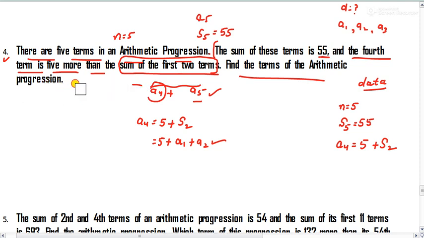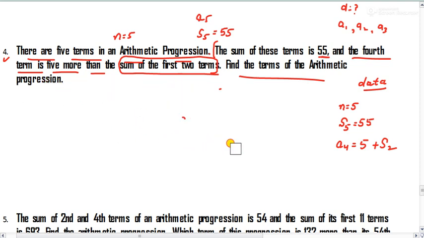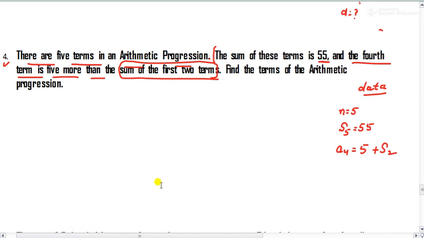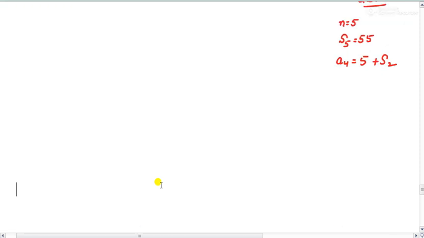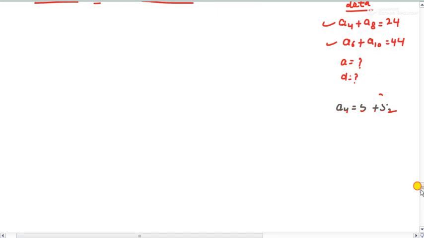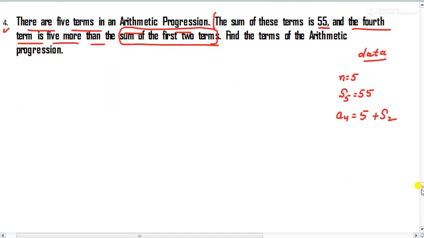Shall I explain the method as well? It's the same. Have you understood the question? If you have understood the question, it's easy. Which formula are you going to use here? Yes, both the Sn and An formula you have to use.